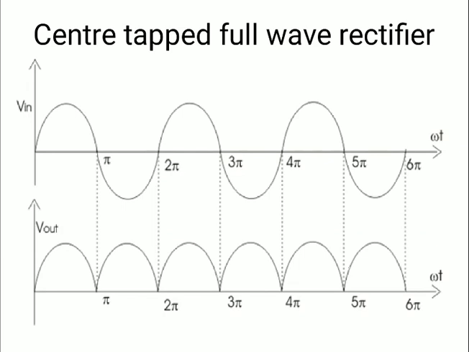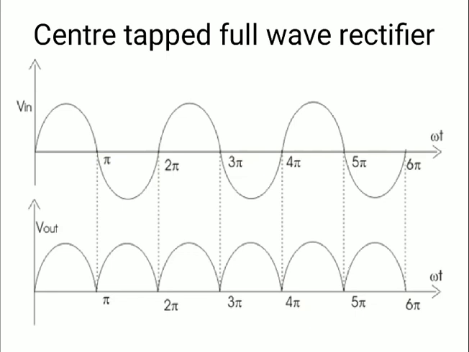You can see here the output of the center tap full wave rectifier. We are getting the output for the positive half cycle, and also for the negative half cycle. Since we are getting the output for the complete waveform, one whole cycle, it is known as a full wave rectifier. I hope it is clear to you.